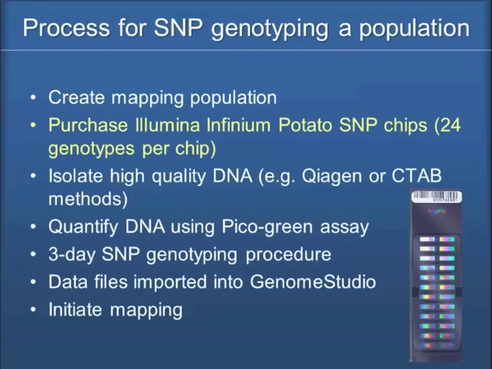Let me back up there. What we're going to do is isolate high quality DNA and quantify it, and this has been a bit of a process. The procedure for the SNP genotyping is a 3-day process, and to me that is amazing, that we can analyze 8,300 genetic markers in 3 days in a population of 192 individuals. So the system is set up to run 192 samples in 3 days.